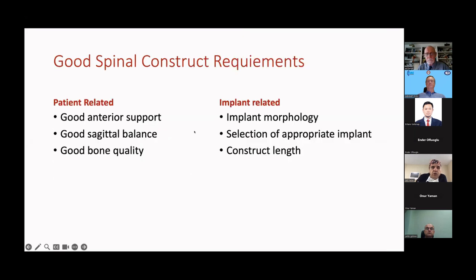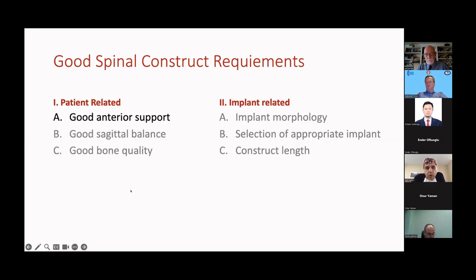You can see here, a good spinal construct requires good anterior support, good sagittal balance, and good bone quality. It also requires implant-related factors, for example, implant morphology, selection of appropriate construct, and good construct length. If there is a complication, if there is an implant failure, sometimes we say this may be patient-related, this may be implant-related, but in practice, complication is surgeon-related. If the surgeon does not address anterior support, sagittal balance or bone quality of the patient, this implant may fail.